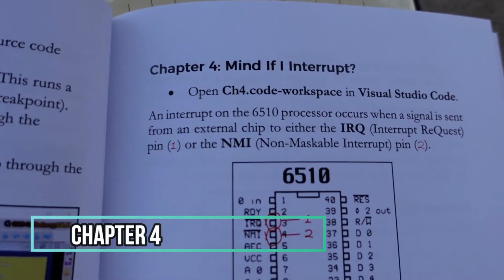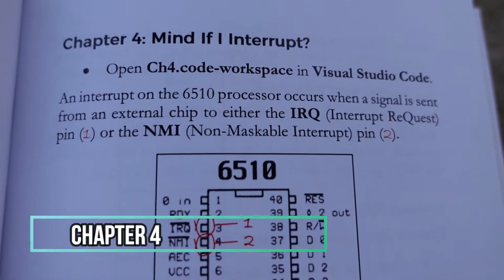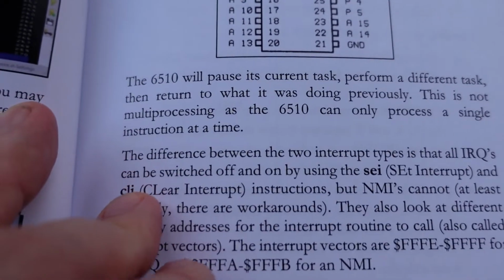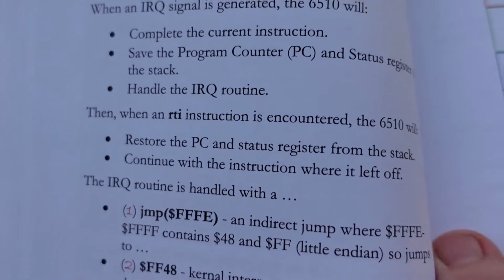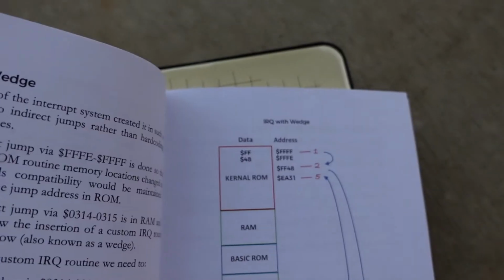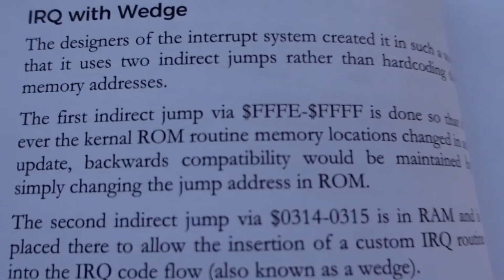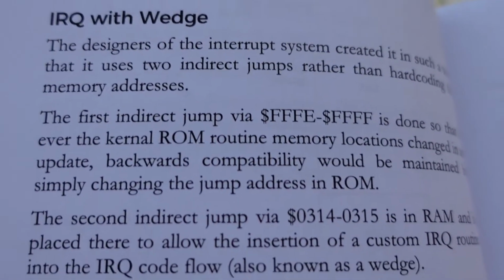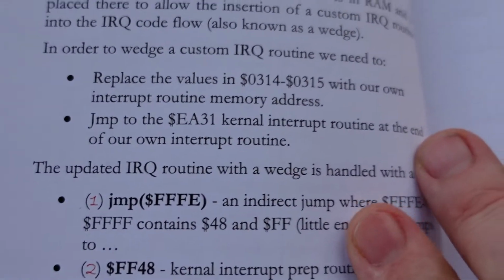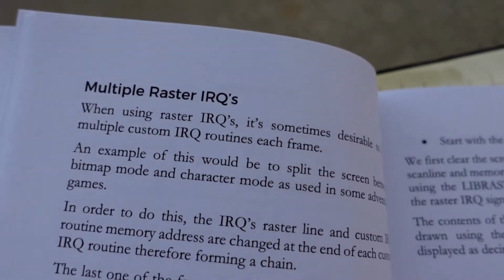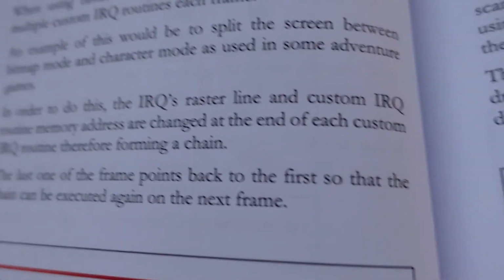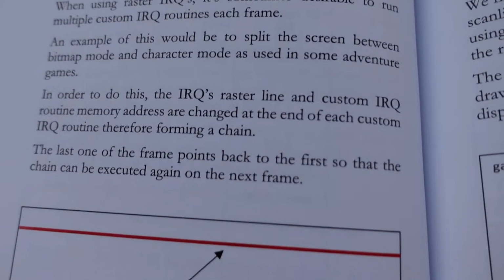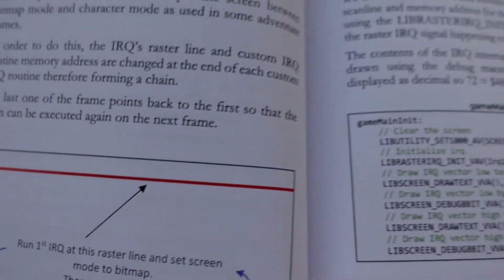Chapter 4 covers the concept of the program interrupt, or IRQ, interrupt request, the default interrupt, the wedge interrupt, and multiple raster IRQs. This is where the concepts start to get a bit more complicated and may require additional studying. At the tail end of the chapter, he discusses sprite multiplexing. Sprite multiplexing is a way of programmatically allowing for more than the maximum number of hardware sprites to be displayed on the screen. In his program example, he simultaneously displays 56 animated sprites on the screen at the same time.